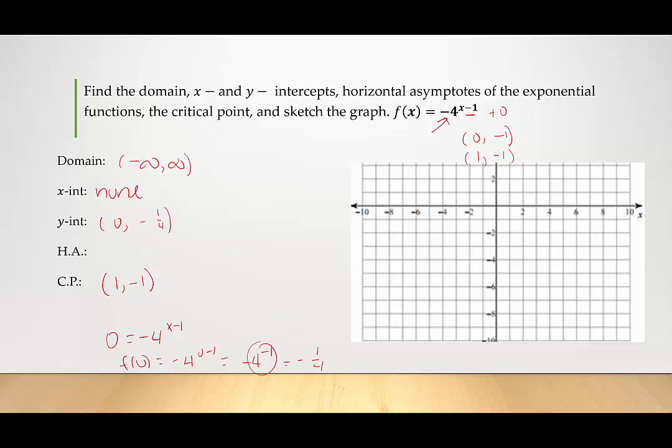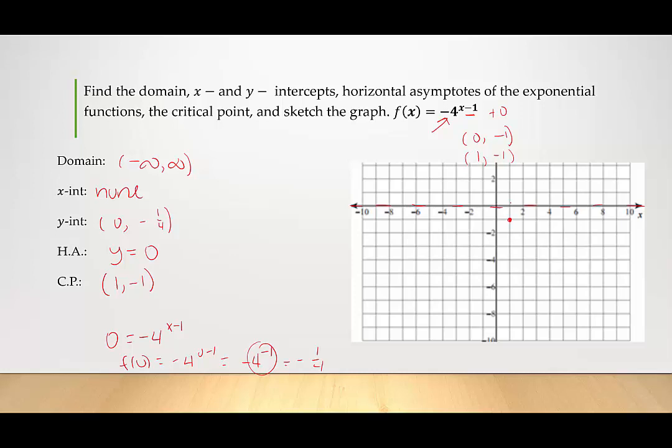Our horizontal asymptote that's found at k, this is going to be y equals k. In this case, k is 0. Okay, so now we have some information. We can graph our horizontal asymptote at 0. We can graph our critical point at (1, -1), over 1, down 1.